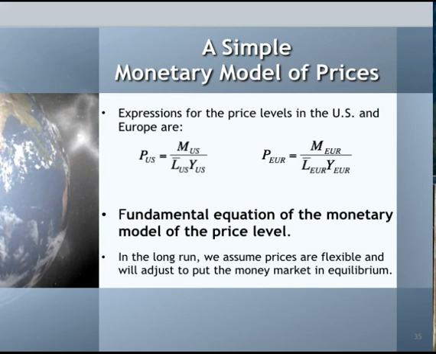Now, all we're going to do is just solve for the price level. And so what we have here are expressions for the price level in the United States and in Europe. What we're learning is that the price level ought to equal, for example in the United States, the money supply in the economy divided by money demand, which is some proportion of the national income. So now we have an equation that helps us to understand what the price level ought to be. This is the fundamental equation of a monetary model for the price level.